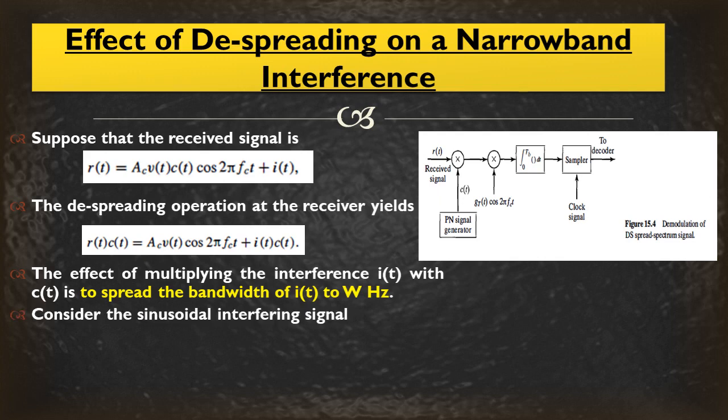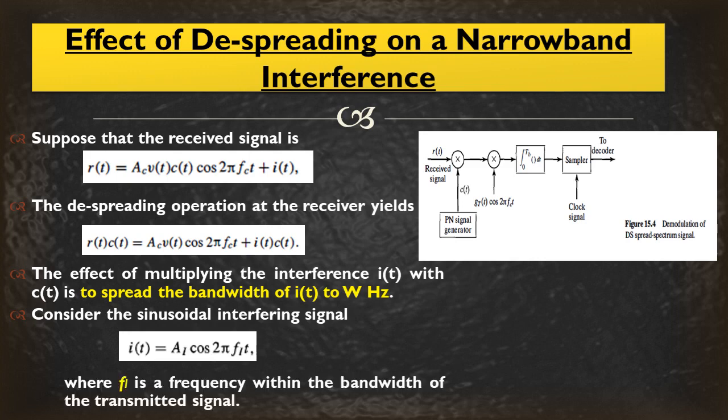Now, before going into the PSD of that particular signal, consider I(t) as a sinusoidal signal. The interference signal is a simple sinusoidal signal, which is given by this equation. This equation consists of amplitude equal to A_I and frequency equal to F_i. So the interfering signal has a peak amplitude A_I, and the frequency of that interference signal is F_i, which is within the bandwidth of your transmitted signal.